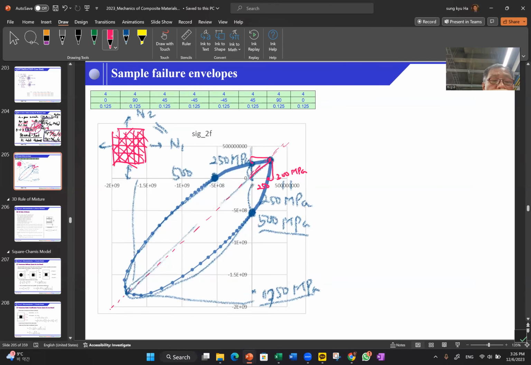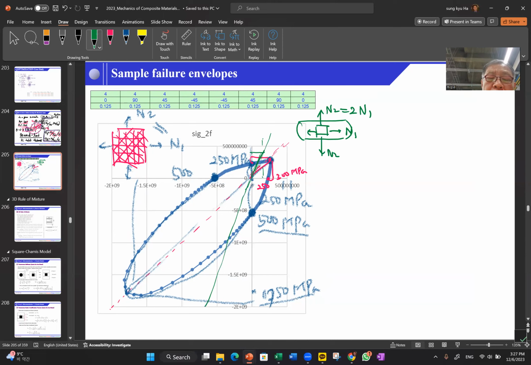Now we have another important load ratio. For example, if we have a pressure vessel, it is a very important, very practical case. This is N2 and N1. N2 is always 2 times N1. So N2 and N1 is a 2-to-1 ratio. What does it mean? A 2-to-1 ratio means that we have this line.